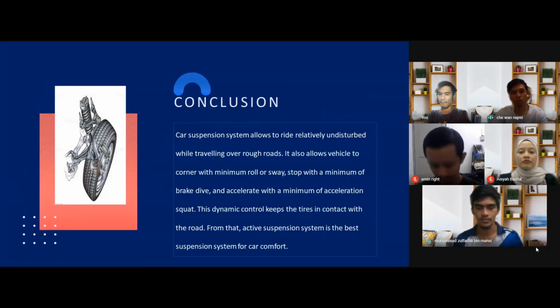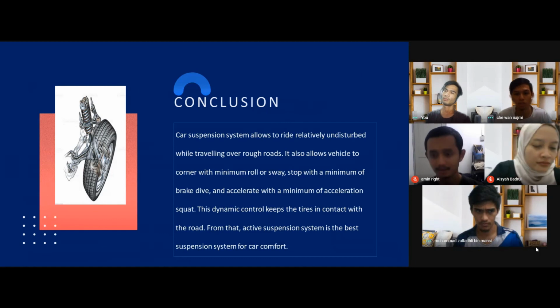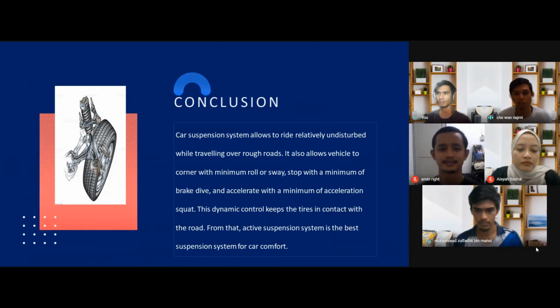So for the conclusion, the car suspension system allows us to ride relatively undisturbed while traveling over rough roads. It also allows the vehicle to corner with minimum roll or sway, stop with a minimum of brake dive, and accelerate with a minimum of acceleration squat. This dynamic control keeps the tires in contact with the road. From that, the active suspension system is the best suspension system for car comfort.